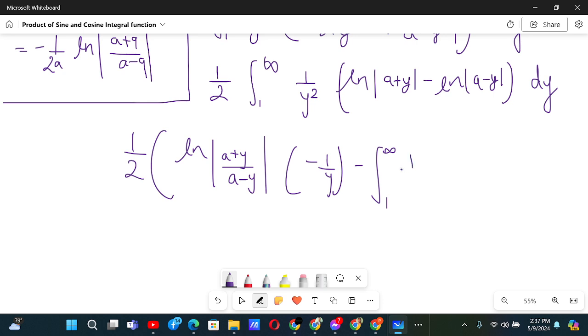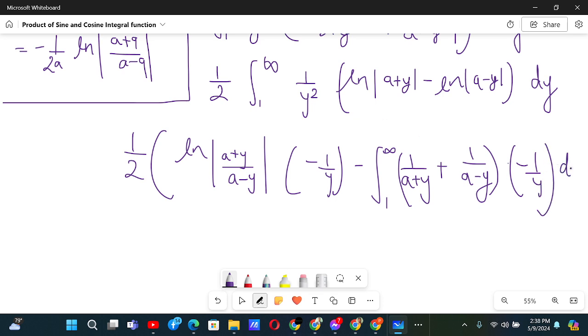Minus the integral from 1 to infinity, now its derivative is 1 by (a plus y) minus 1 by (a minus y). Again the derivative of minus y is minus 1, so that makes it plus over here. 1 by (a plus y) plus 1 by (a minus y). Yeah, I guess this is it, and then we have 1 by y minus 1 by y as well. Yes, it's an integral, and then dy.